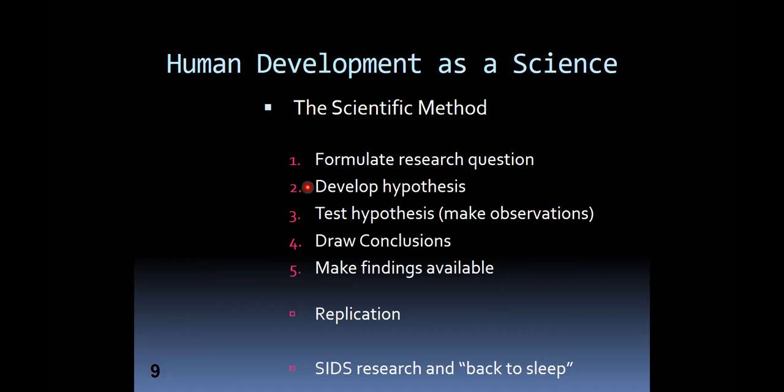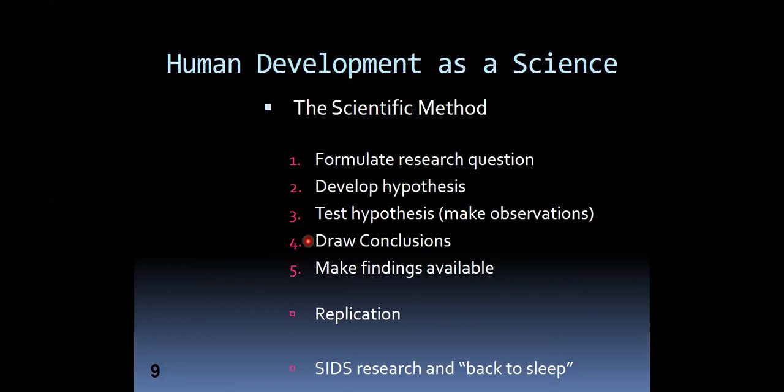So they predict that as they study this, they're going to find some particular thing, and they state that in such a way that it could be tested. They then test that hypothesis by making observations using one of a variety of research methods in order to collect information or data that is related to that hypothesis. And then having collected that information, having made observations, they can then draw conclusions.